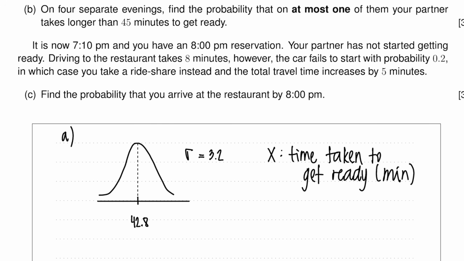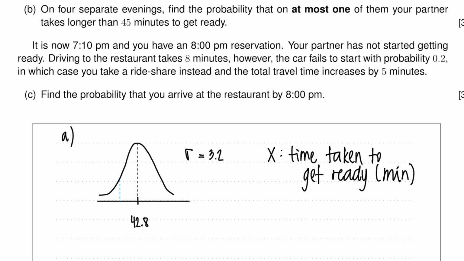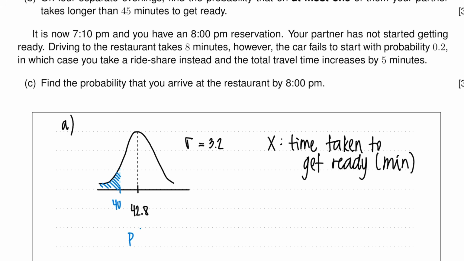Question A is pretty easy. Sorry, not how long, but what is the probability that it takes 40 minutes or less for your partner to get ready? So this is just a normal CDF. We're finding the area under this curve from negative infinity all the way to 40.